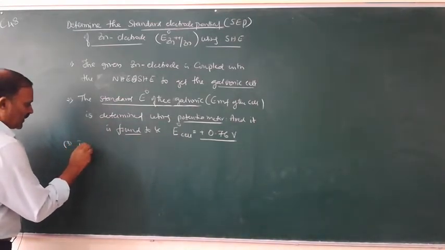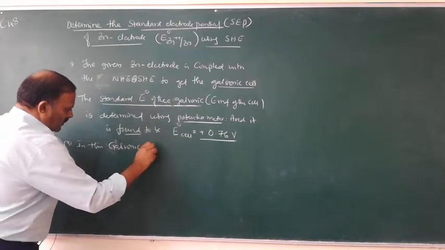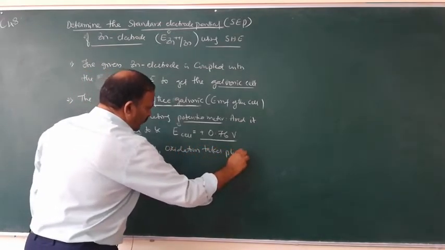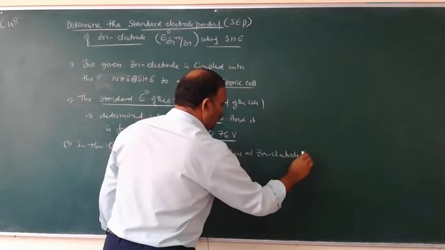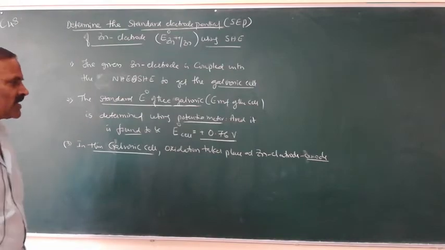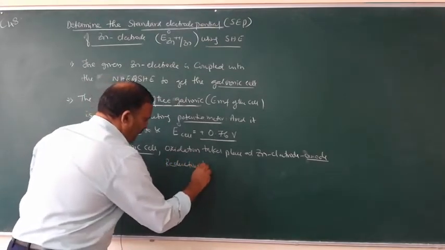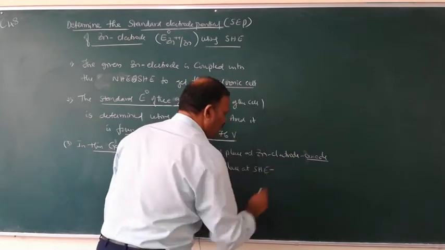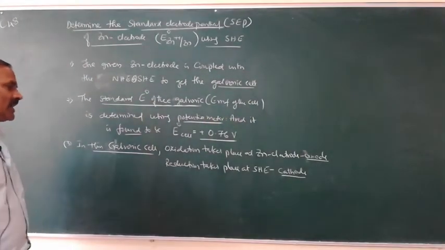So in this galvanic cell, oxidation takes place at zinc electrode, therefore it is an anode, and reduction takes place at standard hydrogen electrode, SHE, and it is the cathode. So zinc is the anode and SHE is the cathode.